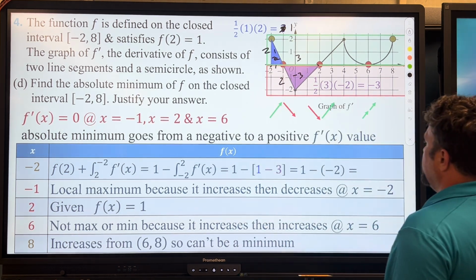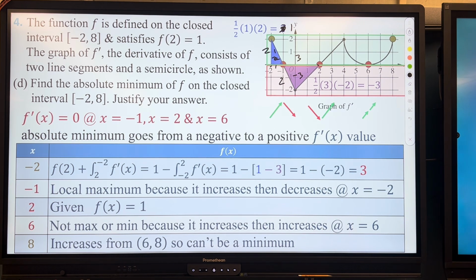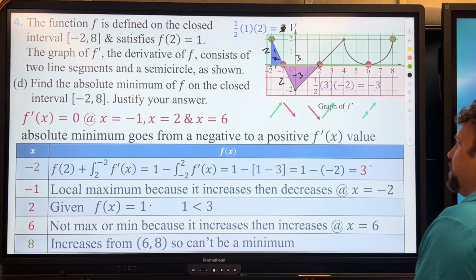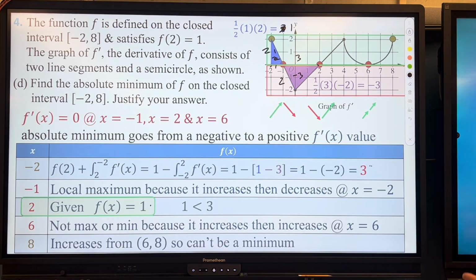That's 1, and that is 3. Now, 3 is a higher number than 1. Since 3 is higher than 1, our absolute minimum is at 2. And that's how you do that.